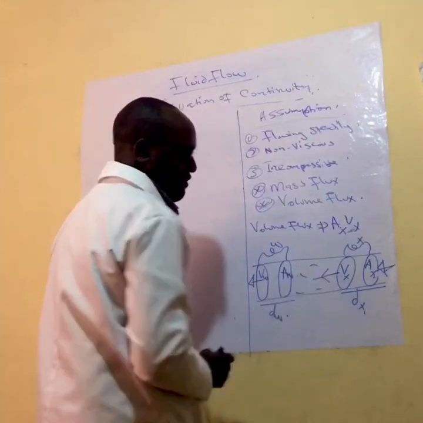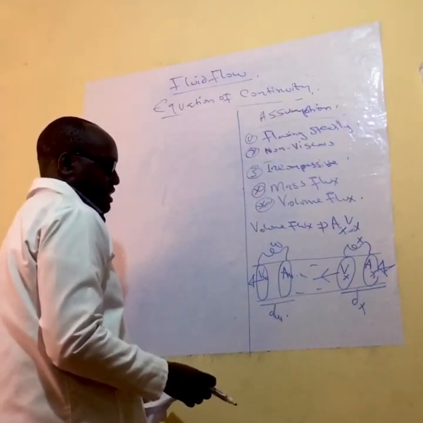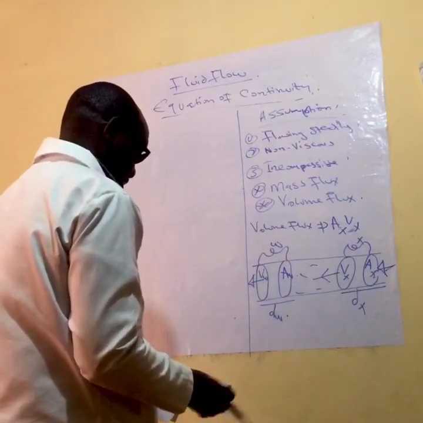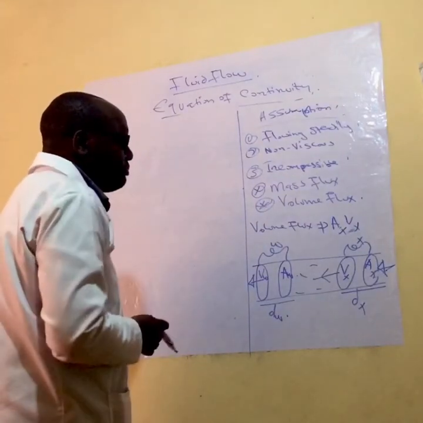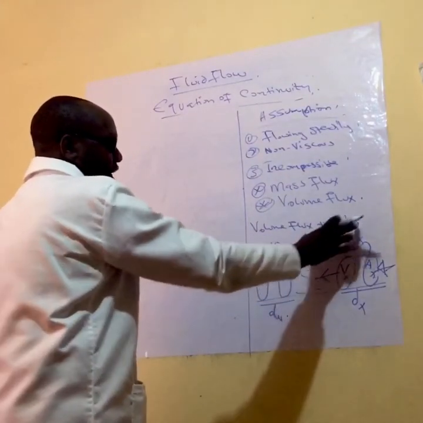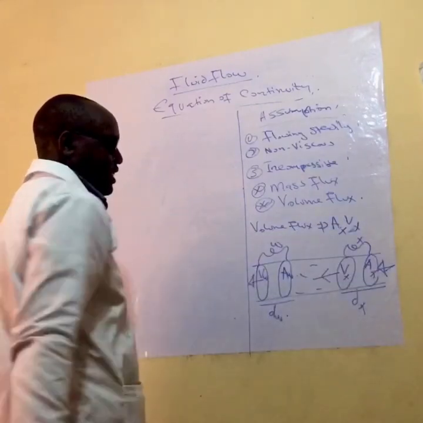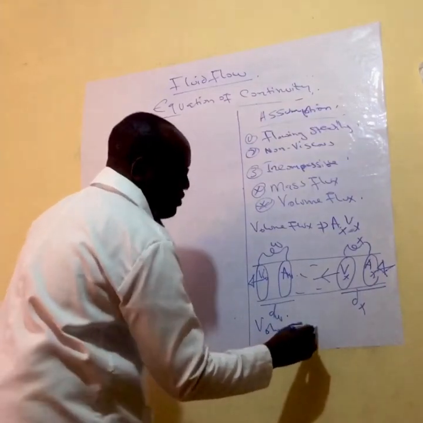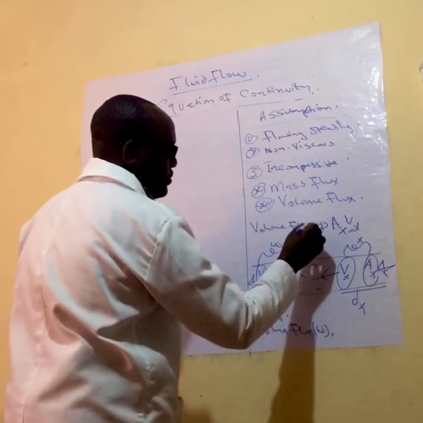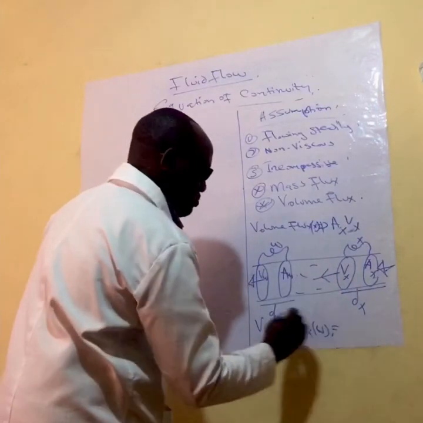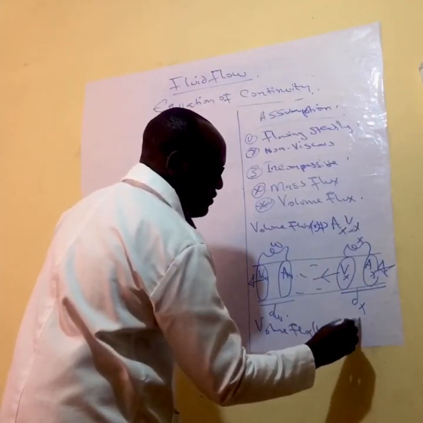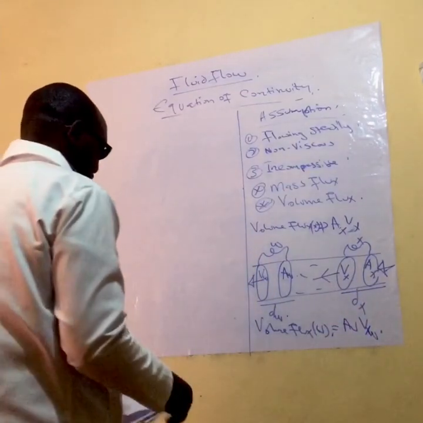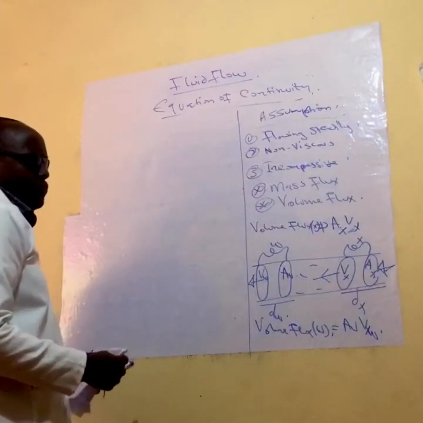The flowing fluid is Vx. So that was that. That is what we did. And we say volume flux at this section X is that. The volume flux at section W, this was section X, is going to be equal to AW VW.